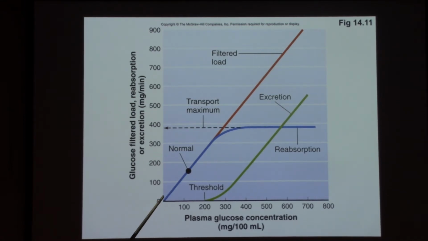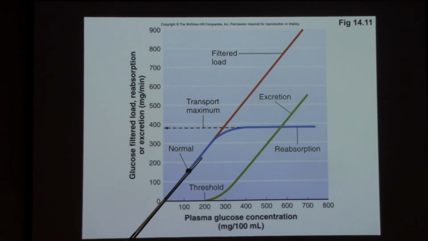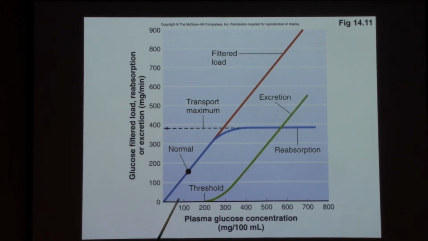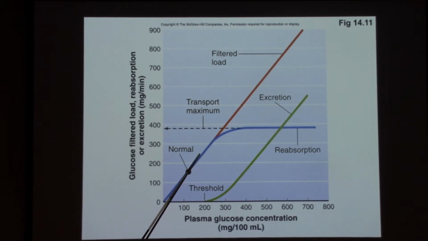And at least in the beginning, the more glucose you have in your blood, the more you filter, the more you reabsorb. In fact, for this first portion here, all of the glucose that you filter, you reabsorb. That's valuable energy. You don't want to just pee out sugar. You want to hold on to that. And under normal situations, you do. You reabsorb all of that glucose.